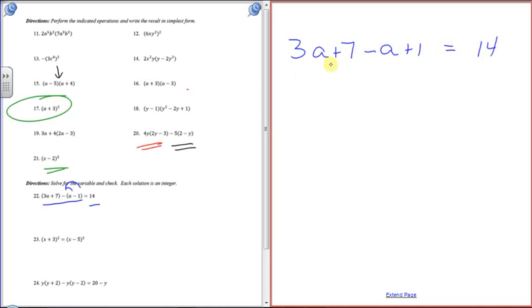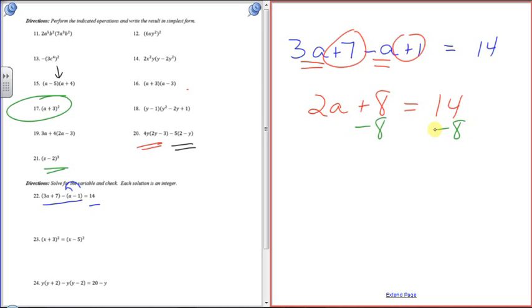Oh, still more cleanup on the left. Right here and right here combines to a 2a. And then here and here combines to a plus 8. Now all my cleanup is done. Now I'm ready to start moving things around. I'm going to leave the 2a there. I'm going to move the minus. I'm going to move the 8.